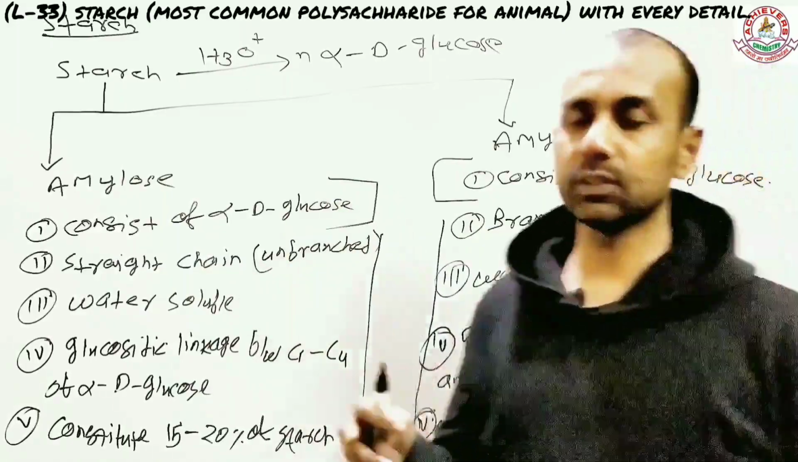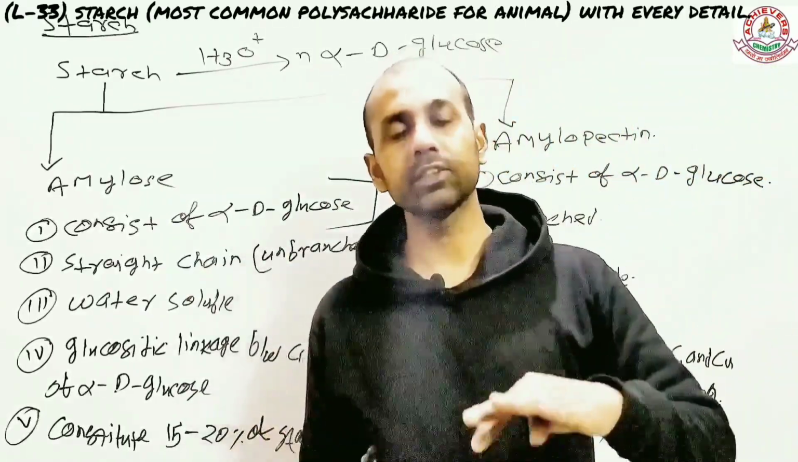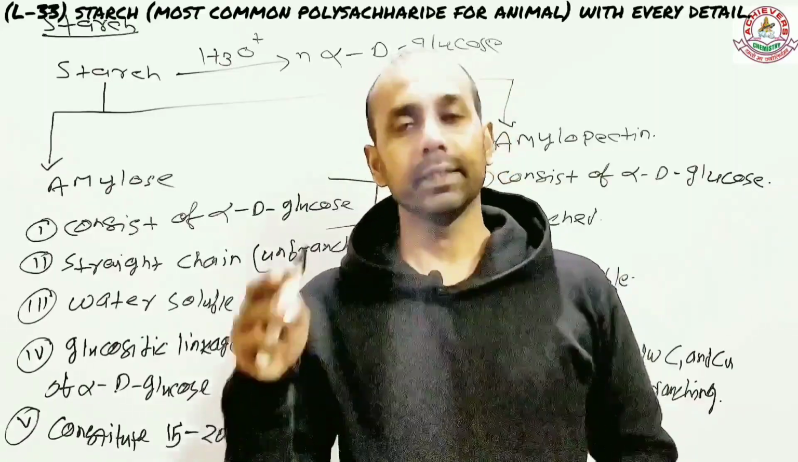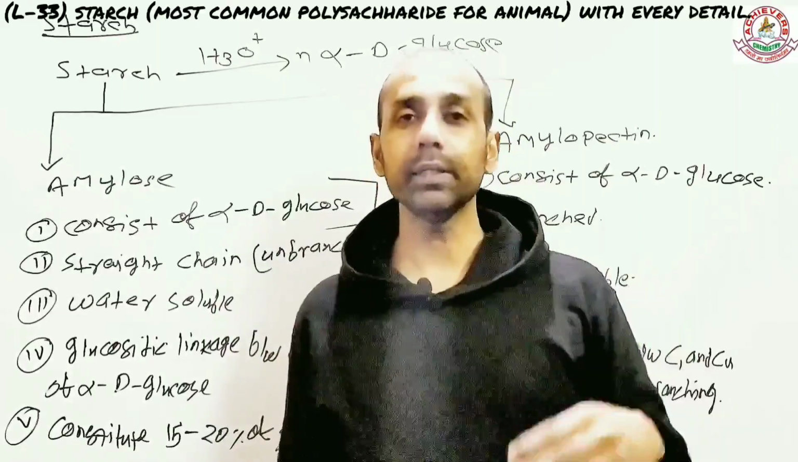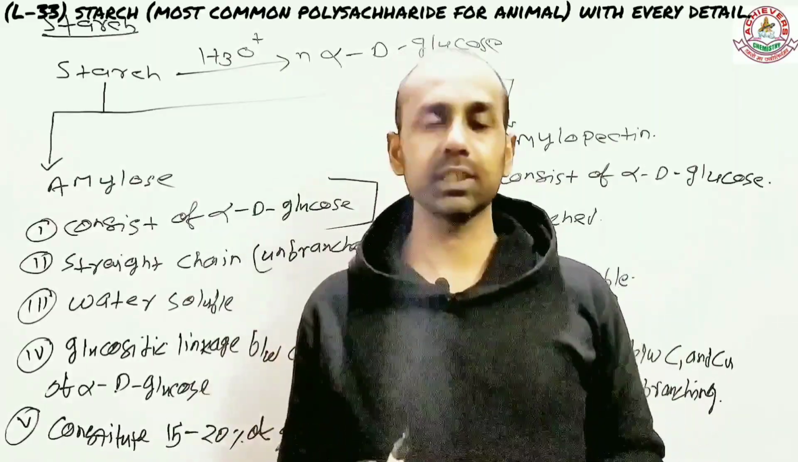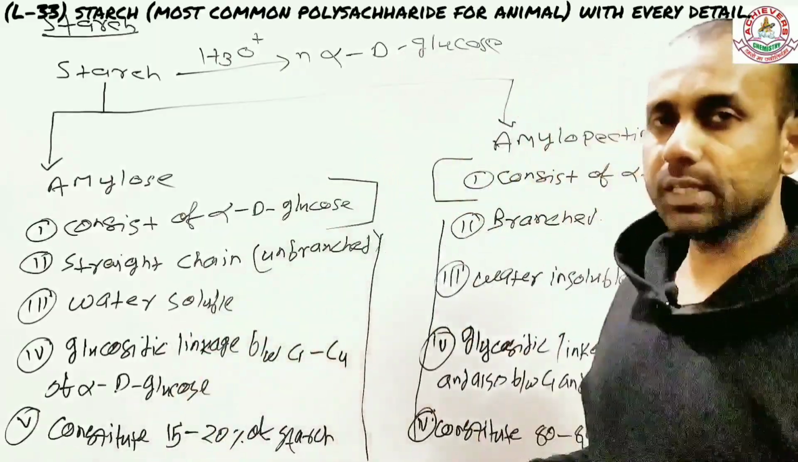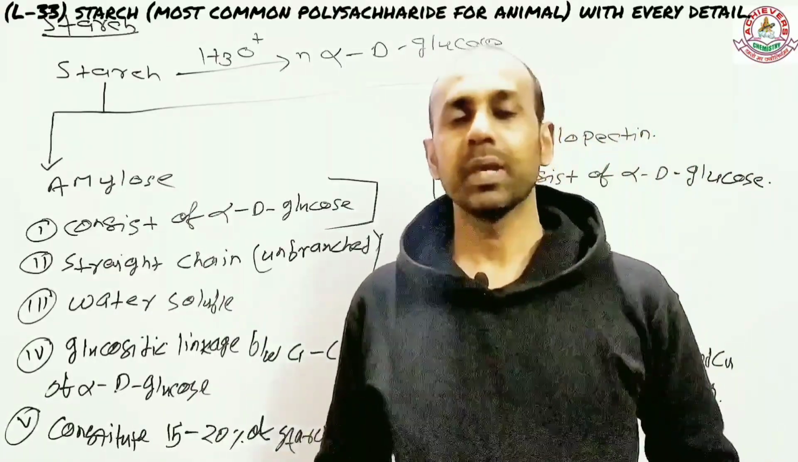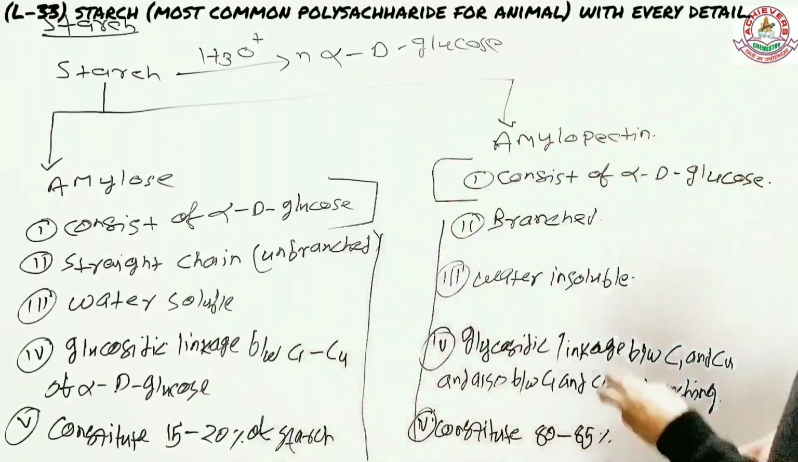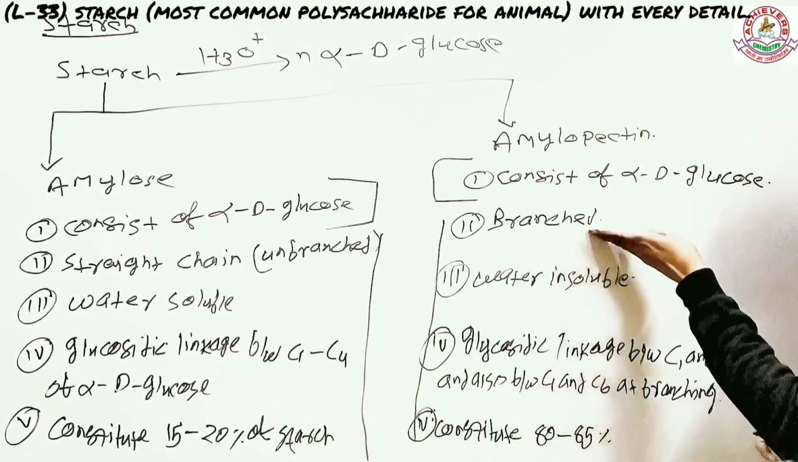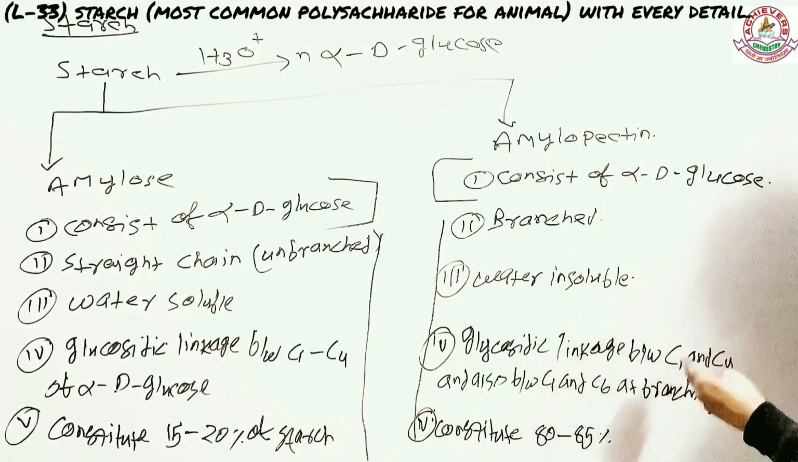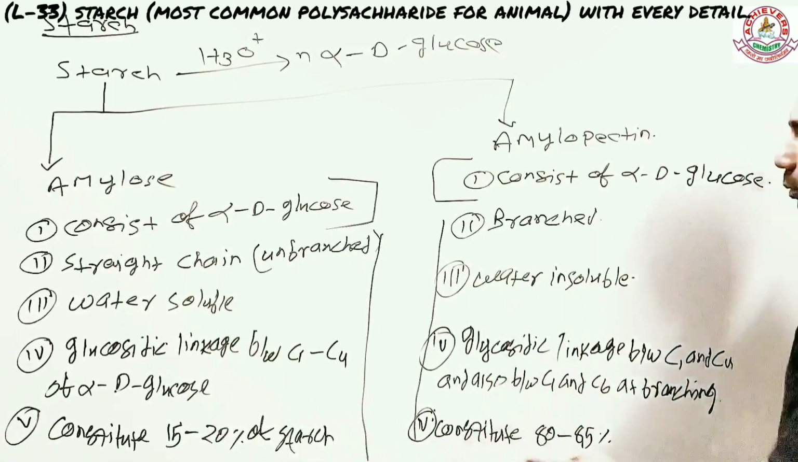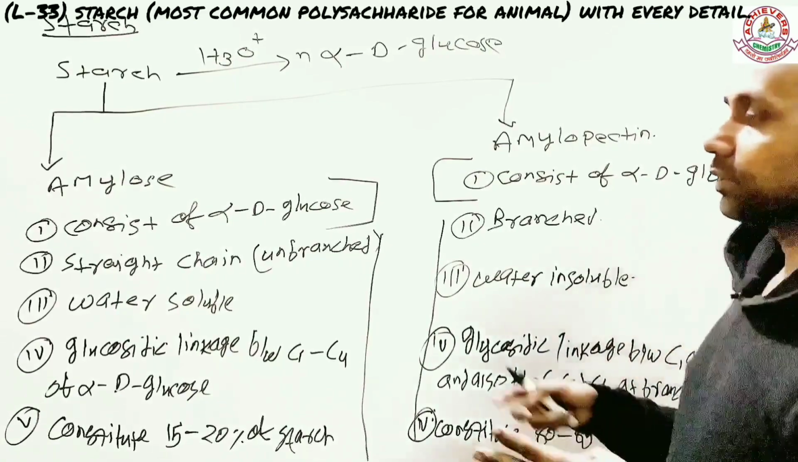Right? Let me repeat back the differences here. Amylose is a straight chain molecule. It is water soluble. There the bond is only forming between first and fourth, and it constitutes only 15% or about 20% of the starch. But amylopectin, you can reverse every aspect, and then you will get the differences, right? And what are the differences? First, it is branched. It is water insoluble. There the bonding is between not only 1 and 4, but some glucose molecules also have bonding between the first and the 6, and it constitutes about 80% or 85% of the starch.